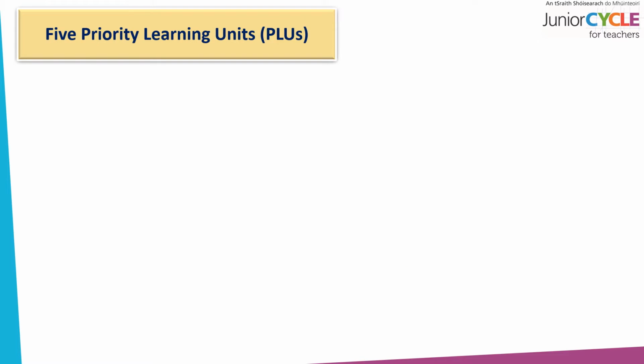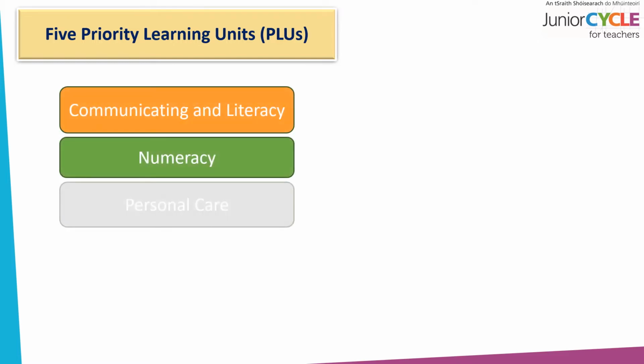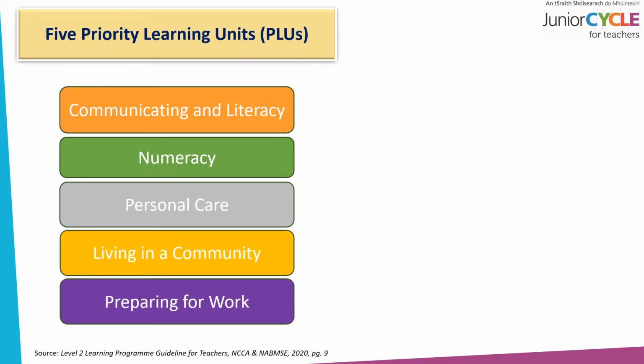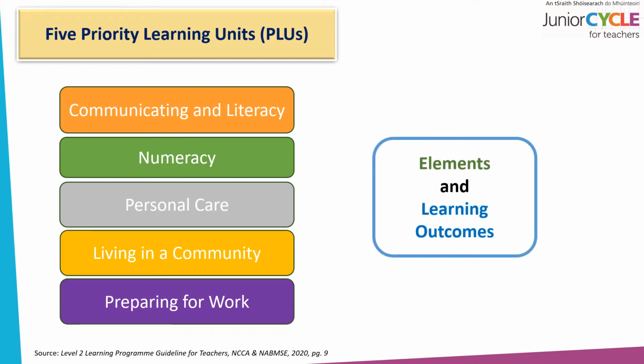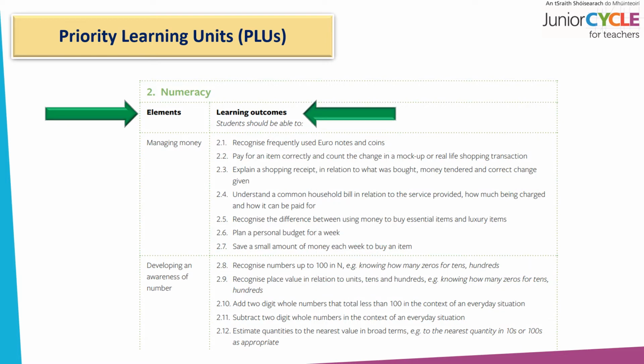Students following the Level 2 learning programme engage with 5 priority learning units, or PLUs. The 5 PLUs are Communicating and Literacy, Numeracy, Personal Care, Living in the Community, and Preparing for Work. Each PLU is set out in terms of elements and learning outcomes. The elements of a PLU identify the important learning that a student will experience, and each element in turn has a set of associated learning outcomes.